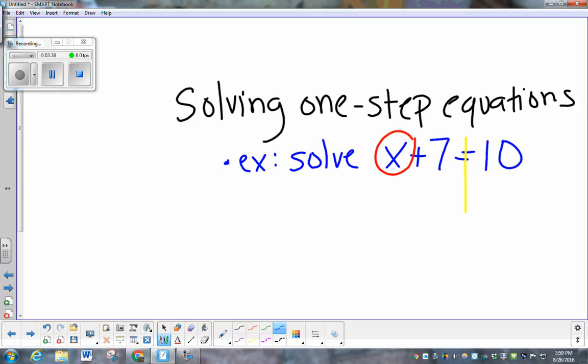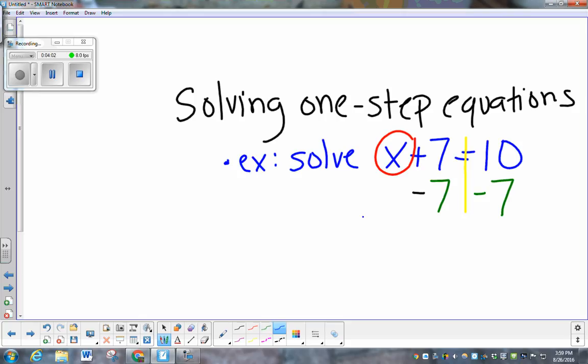So we need to move this plus 7. You need to think of what's the opposite operation of adding 7. What would undo that? The answer in this case is subtracting 7. So right under that, I want you to write minus 7 and minus 7 on both sides. Whatever you do to one side, you have to do it to the other side. That's how we move it over.